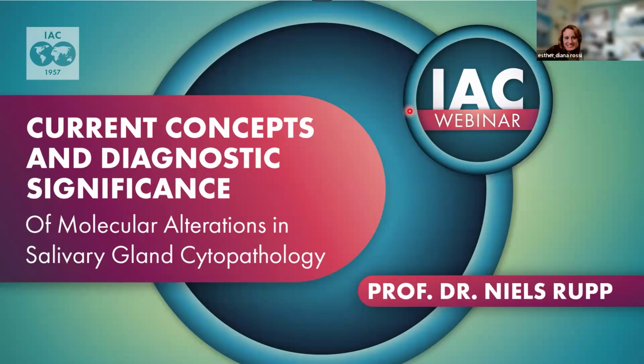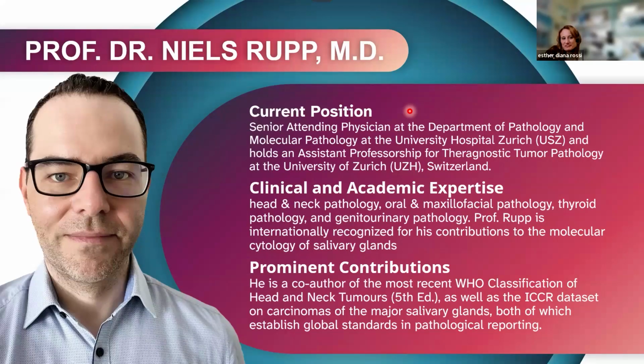If you can go with the second slides, I can briefly introduce Professor Niels Rupp, but I'm sure that all of you already know his amazing job. He's a senior attending physician at the Department of Pathology and Molecular Pathology at the University Hospital of Zurich, and also has an assistant professorship in the same university. Of course, his clinical and academic expertise is head and neck pathology, oral and maxillofacial pathology, thyroid, and GI pathology. And of course, he is internationally recognized for the molecular cytology contribution for the salivary gland.